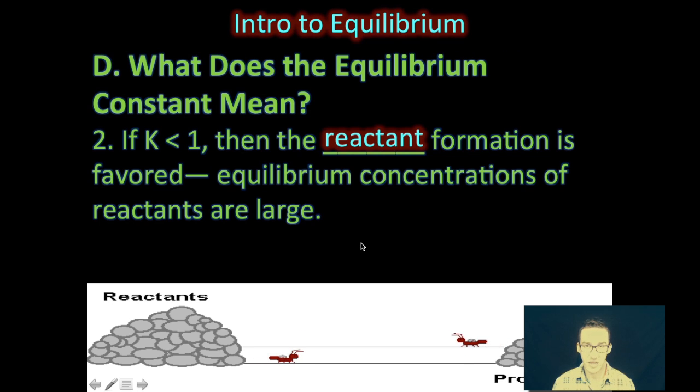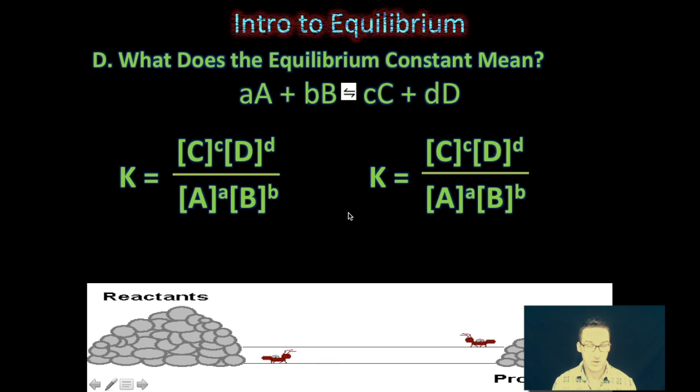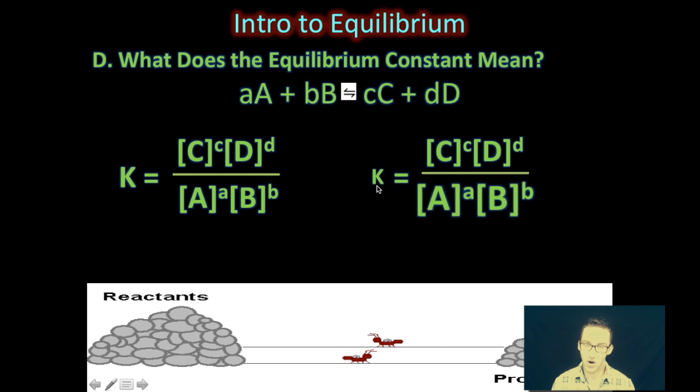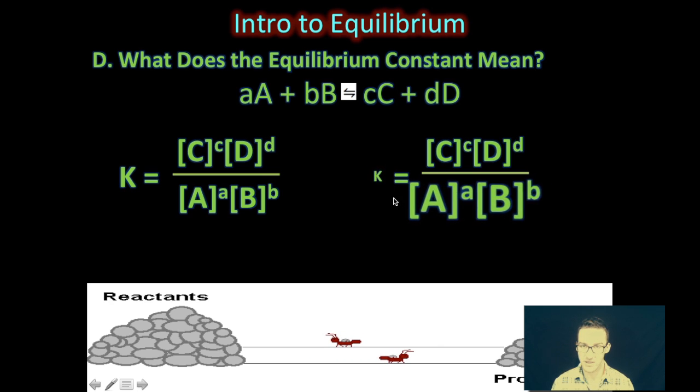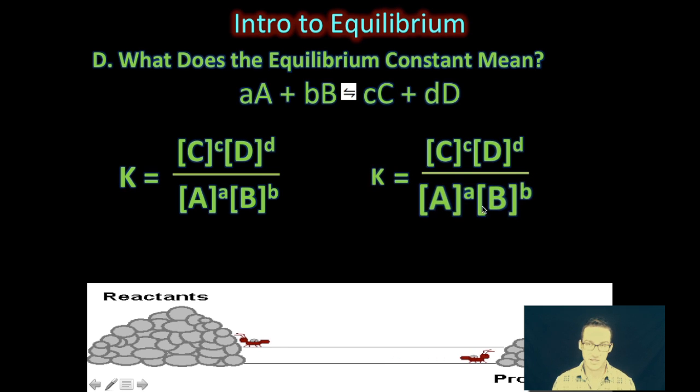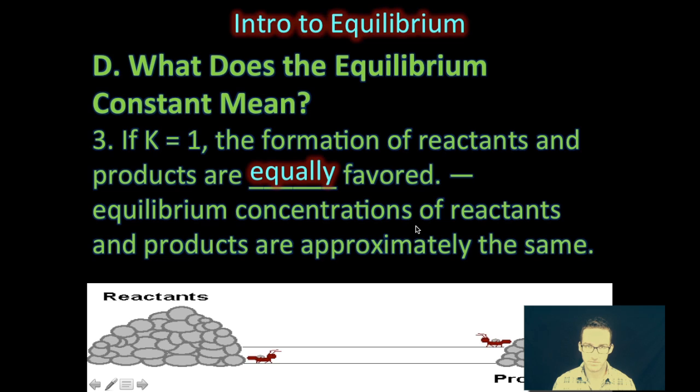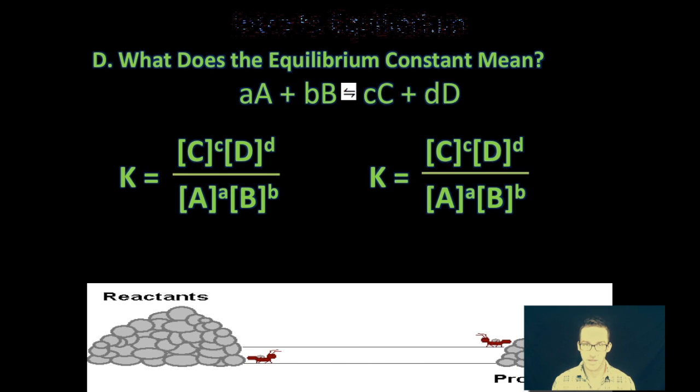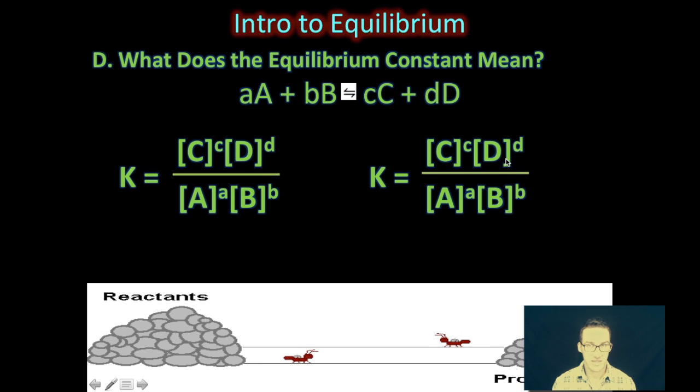Conversely, if K is less than 1, then reactant formation is favored. And again, this is just based on how we describe the equilibrium constant. Because it's products over reactants, if you have a small equilibrium constant, it just means you've got a lot of reactants favored at equilibrium because the reactants are in your denominator. And then if K equals 1, that means you've got approximately the same concentration of products as you do reactants at equilibrium. So you'll have roughly the same values in your products as you do for your reactants.